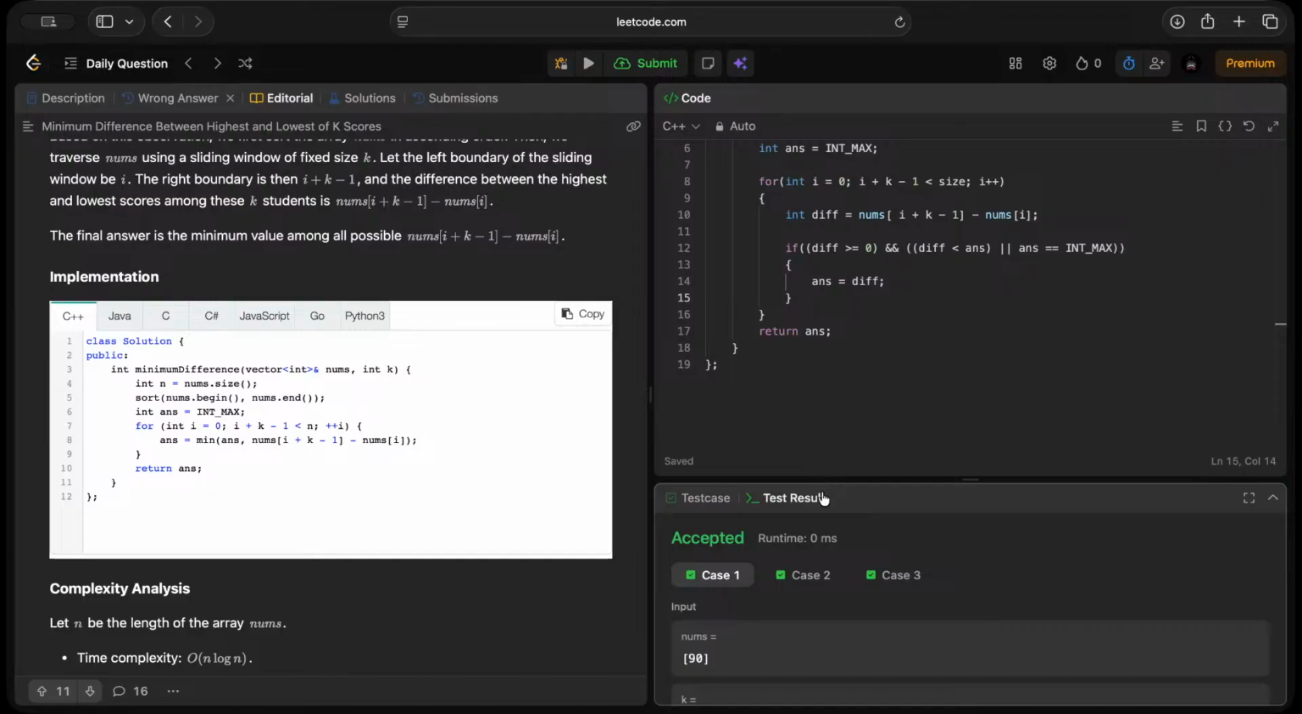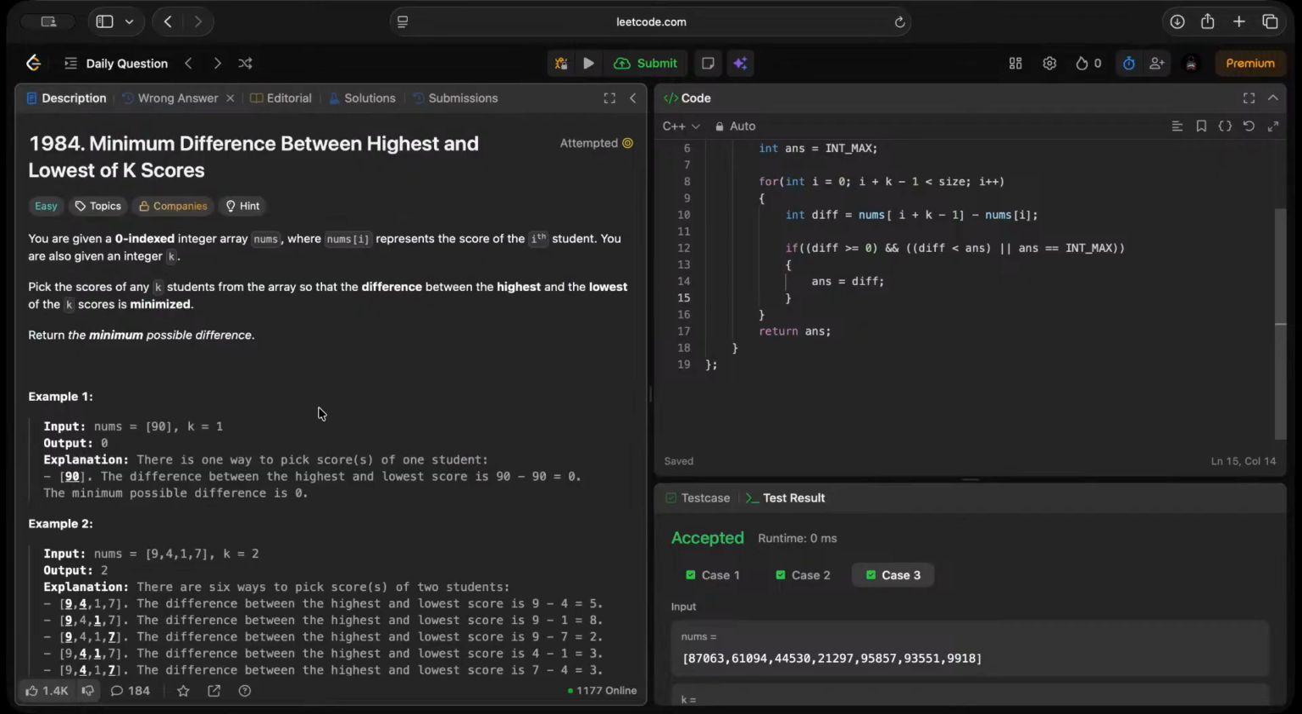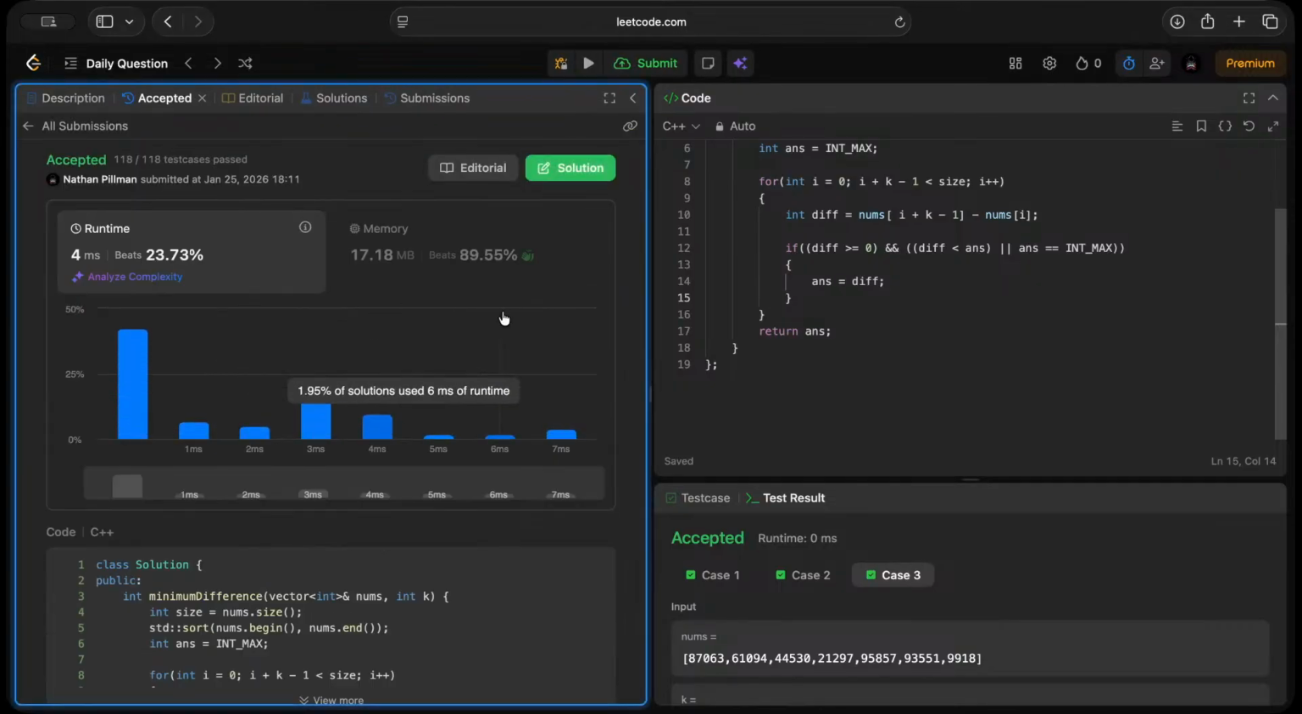So they didn't explain the question correctly. So they're wanting it between point A and then this many far away. So if you have one student, but then you have a student with 5 squares away, they're only looking for that. They didn't really explain that here. So the difference between the highest and lowest of the k scores is minimized.